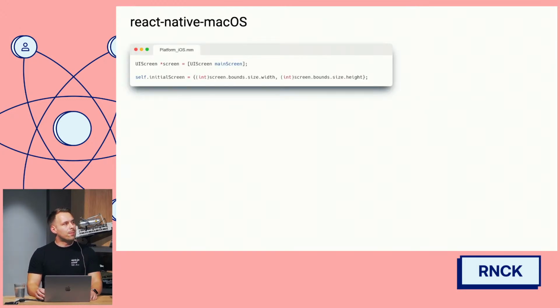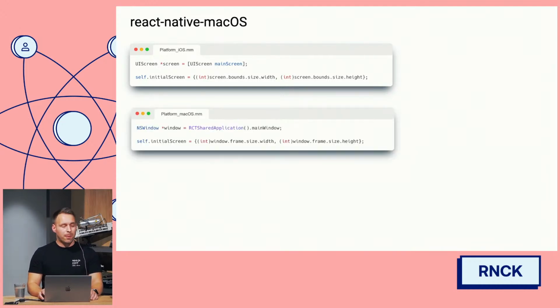Well, it's not that hard, but here, for example, I read the initial screen width and height. And this is code for iOS. So we have UIScreen. But for macOS, there is no UIScreen. So we need to figure it out. You can access the frame with size from NSWindow. So as you can see, you can't mix iOS with macOS. They look similar, but you need to divide them into two files or to use these ifs.